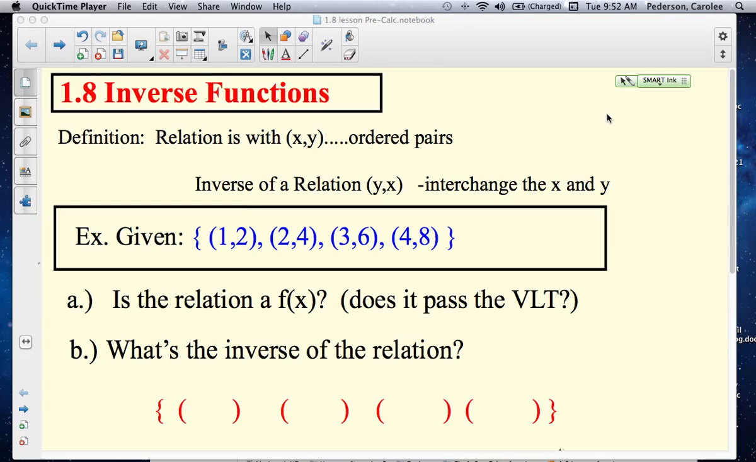So here's a set of ordered pairs in the blue. 1, 2, 2, 4, 3, 6, 4, 8. Question 1. Is this relation a function? If we were to go out and graph it, would it pass the vertical line test? Are there any repeated x's? No. So this passes the vertical line test. It is a function. There's no repeated x's.